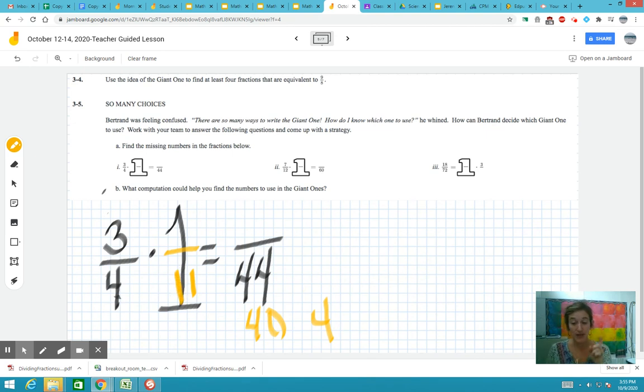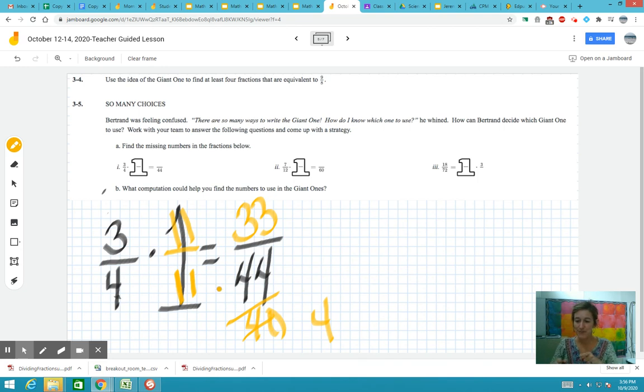So remember what we learned, that in order for it to be considered a giant 1 and be equal, the numerator must be the same as the denominator. So since we were able to find this missing puzzle piece like we did last week, we know that the numerator will be 11. So 3 times 11 is 33. Okay, so our answer for i is 3/4 times the giant 1, which is 11/11, equals 33/44.